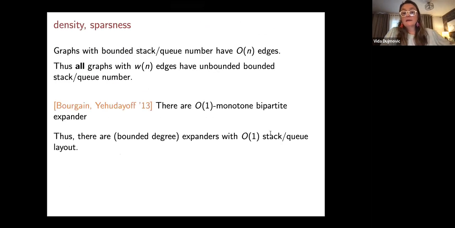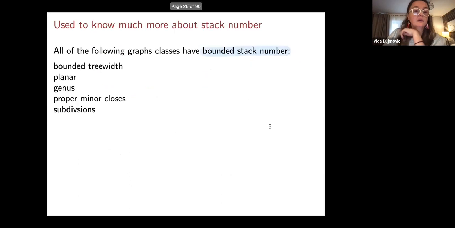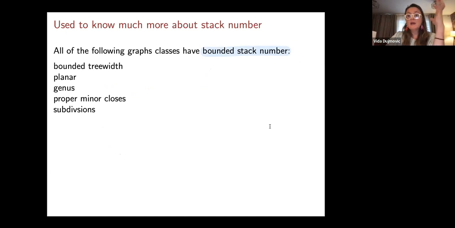Okay, so these O(1) constant monotone bipartite expanders are not a class that separates the two. They both give us a bounded stack number and queue number. So let's see what we knew. Before this work that we did in 2019, which I will mention briefly, we knew much more about stack numbers than queue numbers.